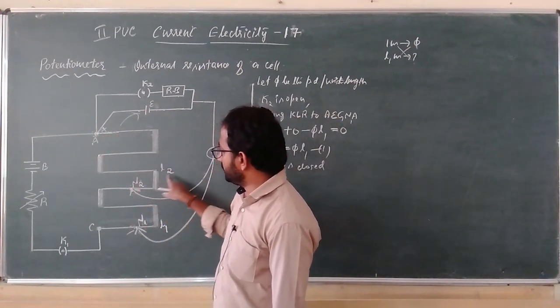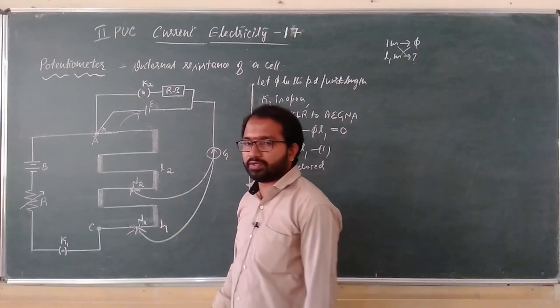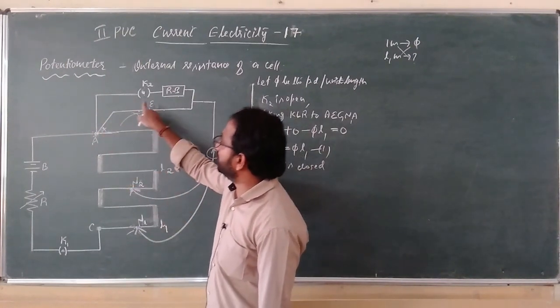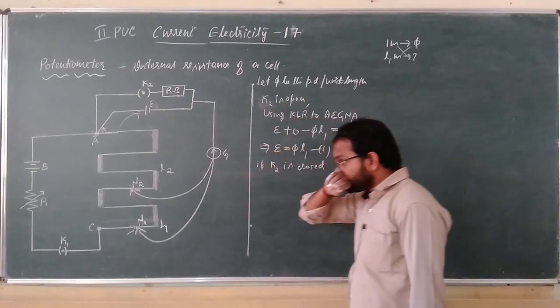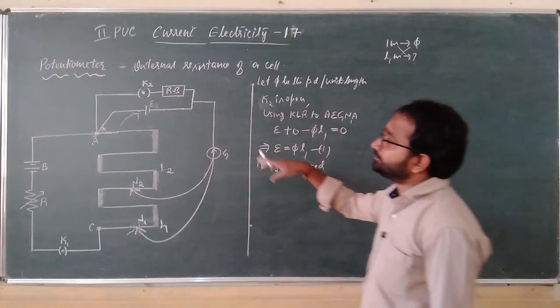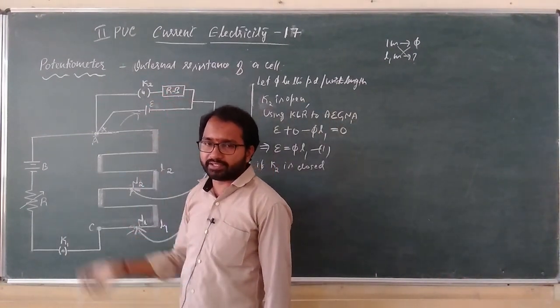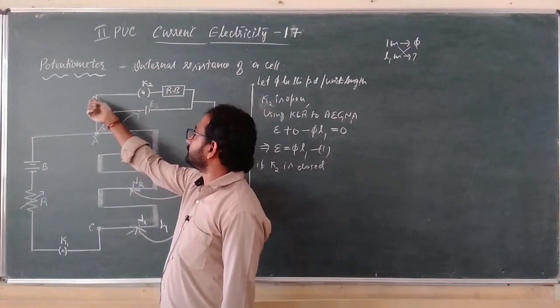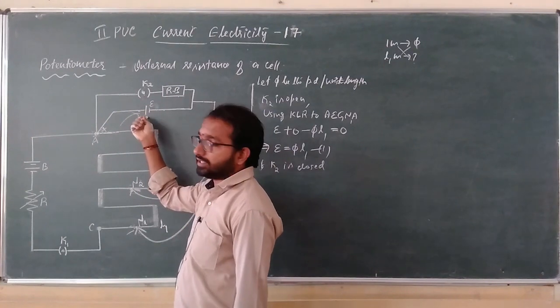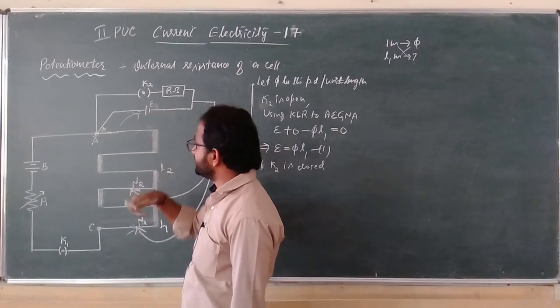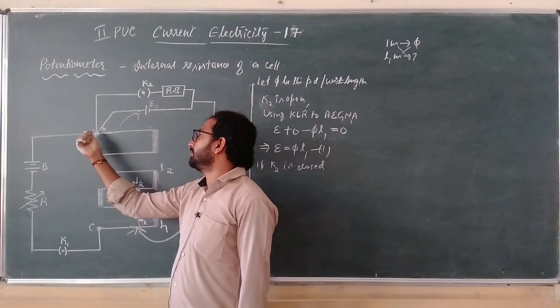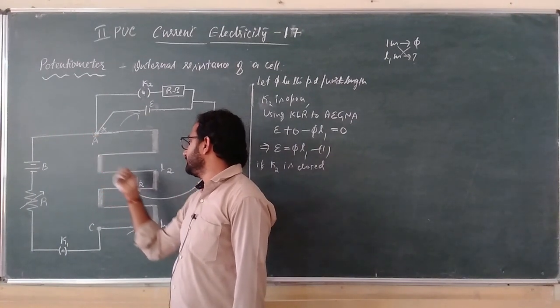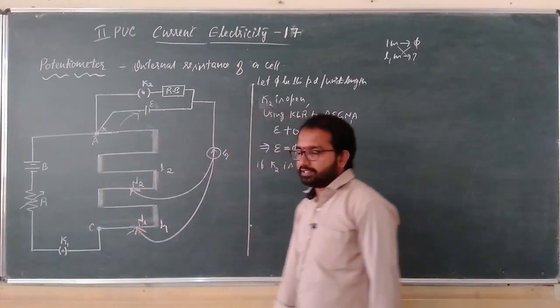Naturally, this length AN2, let it be L2, is less than L1, because this is for the terminal potential difference. When the circuit is closed and a finite resistance is connected across the cell, the potential difference across the cell, called the terminal potential difference, is less than the EMF of the cell. Therefore the length L2 is naturally less than L1.